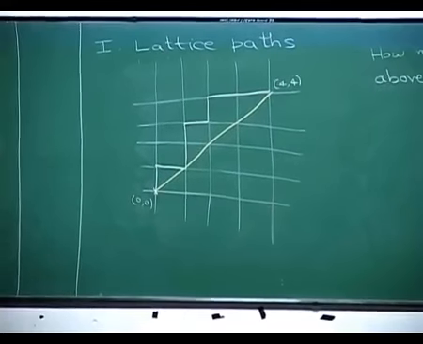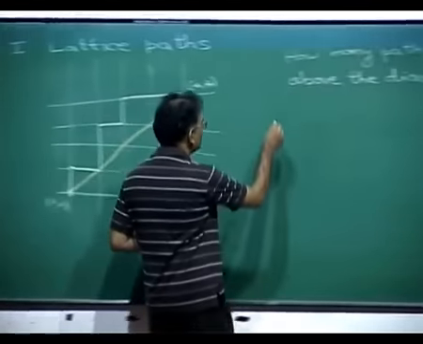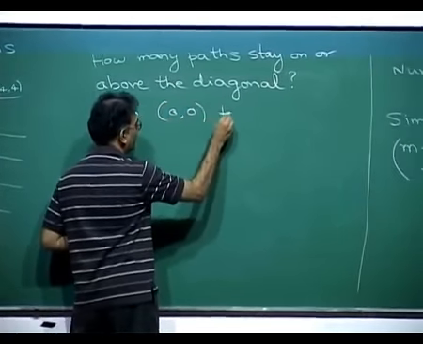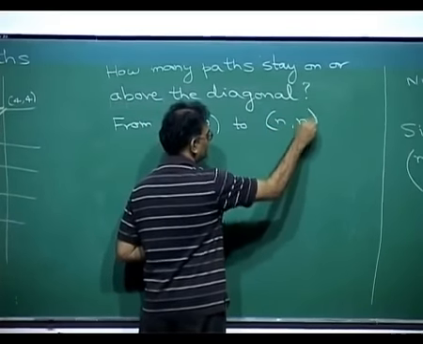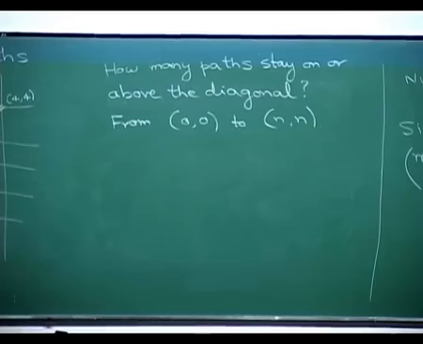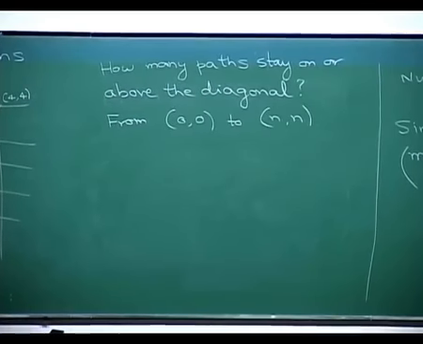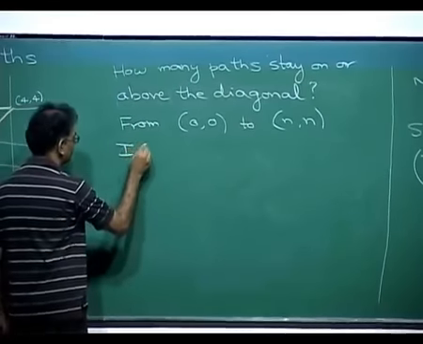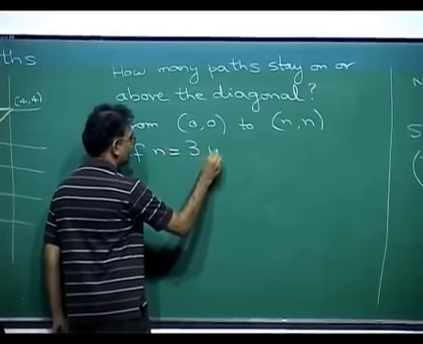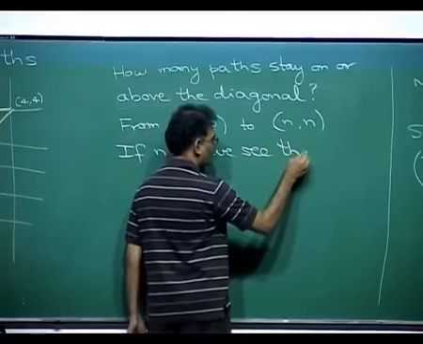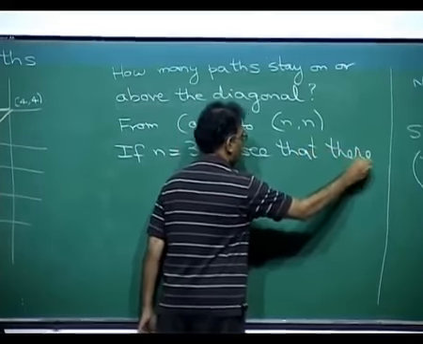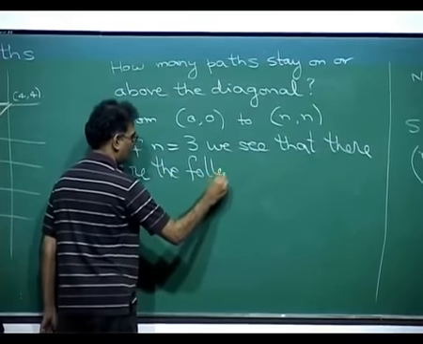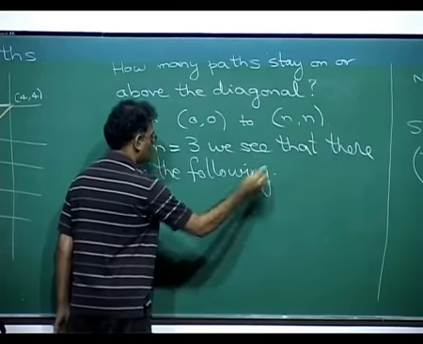Okay. So this is one counting problem that I would like to describe. How many paths? So these are paths from 0, 0 to the point n, n. Here n is 4, but you can take n to be anything. So let me just do the case where n is 3, right? When n is 3, let me list out all these paths. So if n is 3, we see that there are the following paths. So what are the paths?